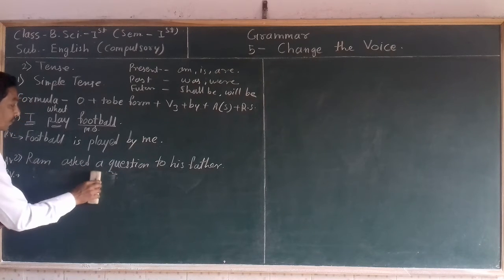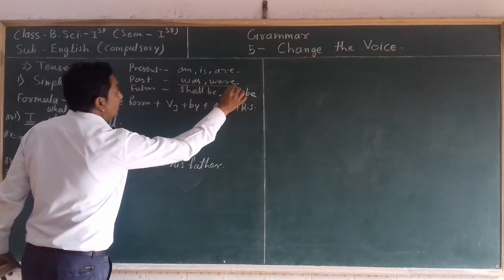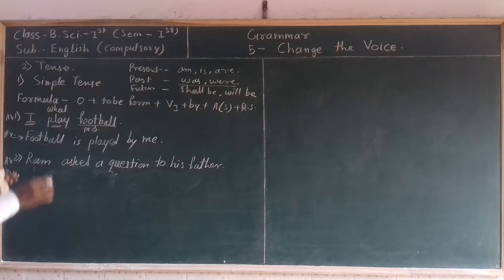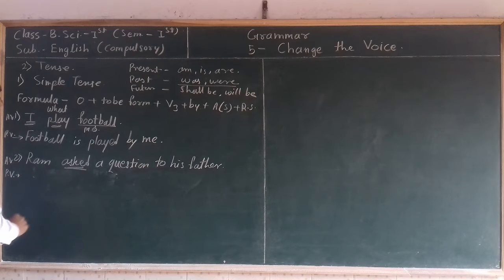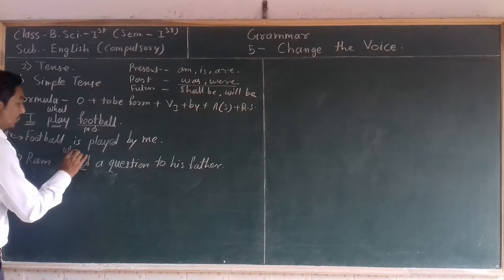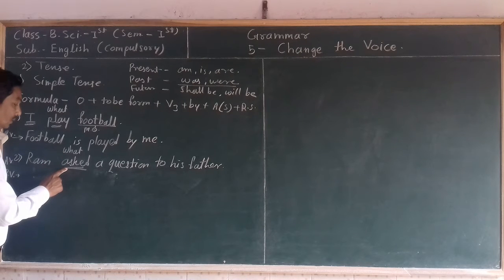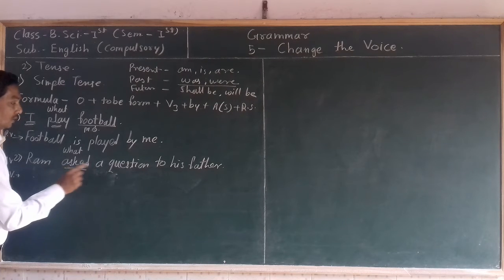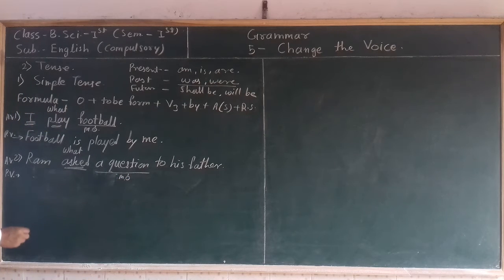Then immediately take in mind the to be form of past tense, was and were. After that, we have to identify the main object of this sentence. To identify the main object of that sentence, we have to ask a question to the main verb. Main verb is ask. Ask the first question by the word what. What is asking? A question. We have got the main object.